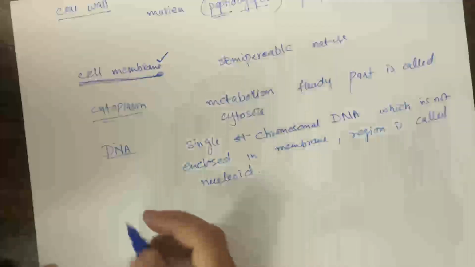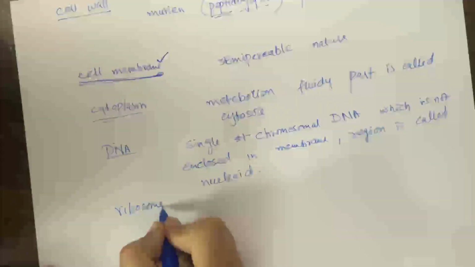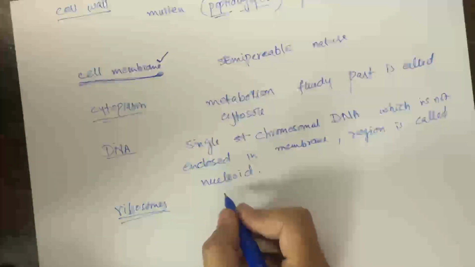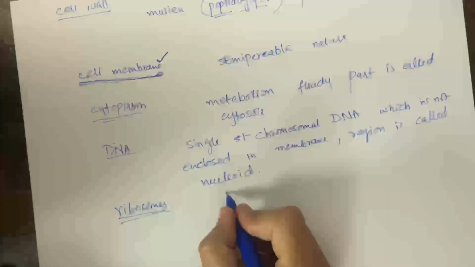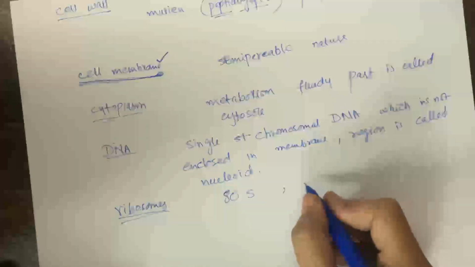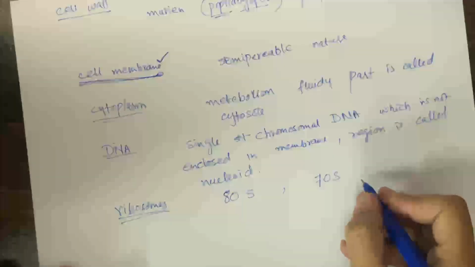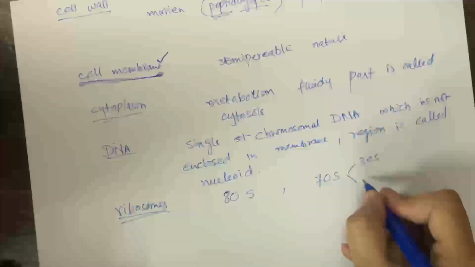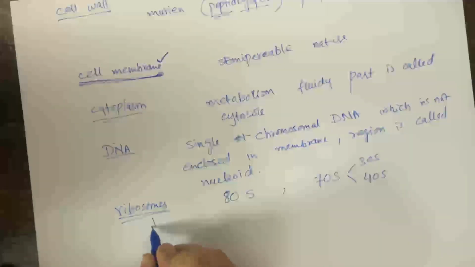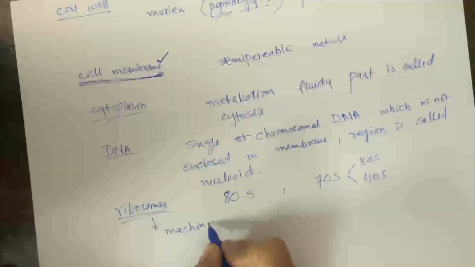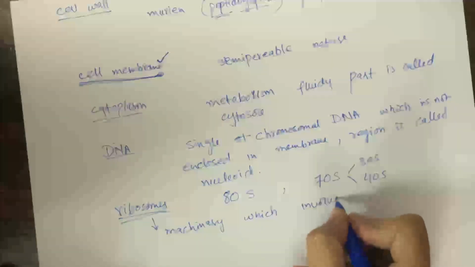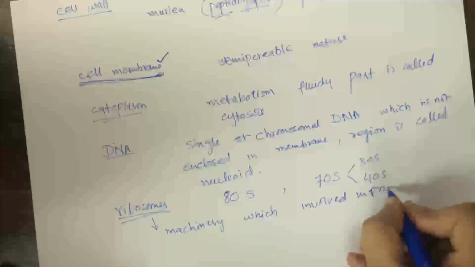Then we will come towards ribosomes. The ribosomes present in the prokaryotic cell are smaller than those of the eukaryotic cell. Eukaryotic ribosomes are normally 80S, and the prokaryotic cell has 70S ribosomes. It is made up of two units: the smaller unit is 30S and the larger, bigger unit is 50S. So ribosomes are again the machinery of the cell which is involved in protein synthesis.